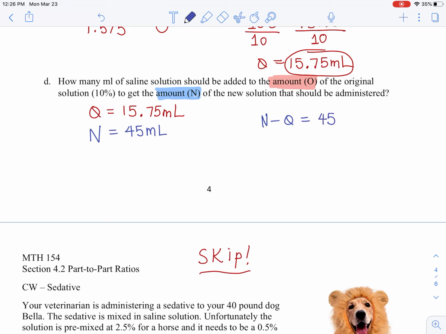So do 45 minus 15.75. Let me use my calculator to do that. 45 minus 15.75 is going to be 29.25 milliliters should be added. That should be added. Now, using the table, we solved this.